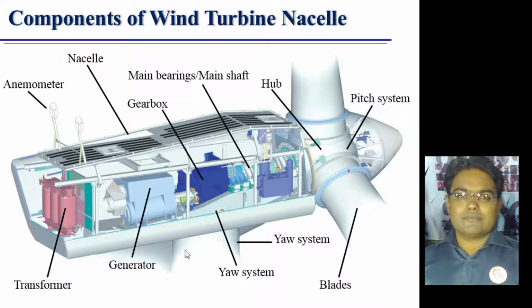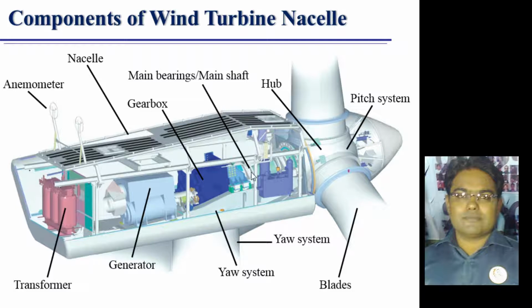Yaw system, and this is the gearbox. Basically, it provides the required RPM to your blades. The blades may be rotating at a very fast rate, but your generator will be generating power at some particular RPM. So this gearbox system basically reduces your RPM to the required or rated level.